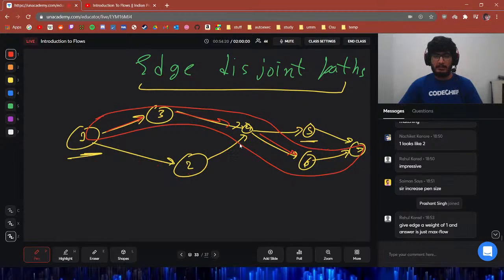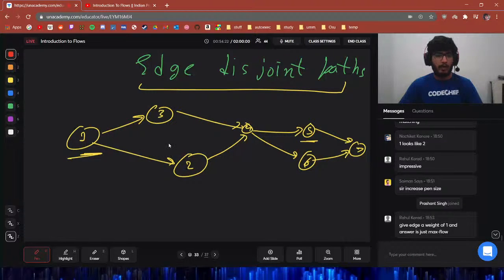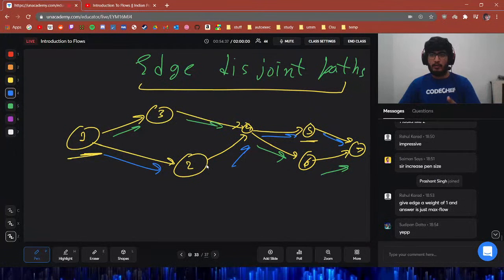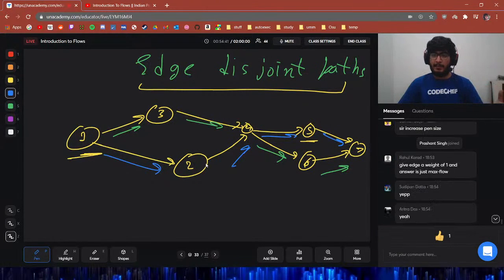I'm sorry about this mess. The paths that I'm talking about, let me just color them in different ways, right? This is the first path in green, and the second path is in blue, right? Did you all understand what the question is? We just have to select the maximum number of paths you can find from a source to destination, but a single edge shouldn't be selected in multiple paths.